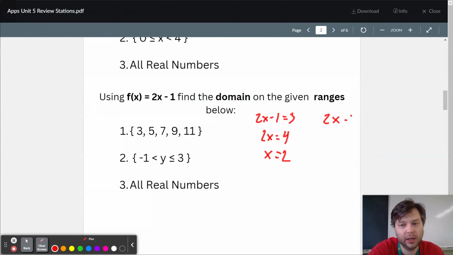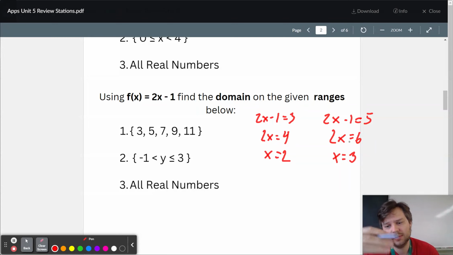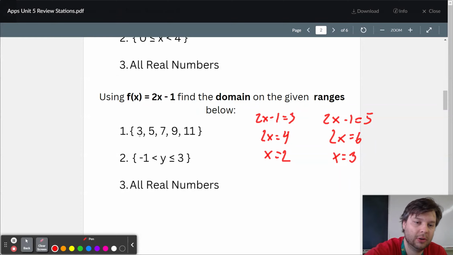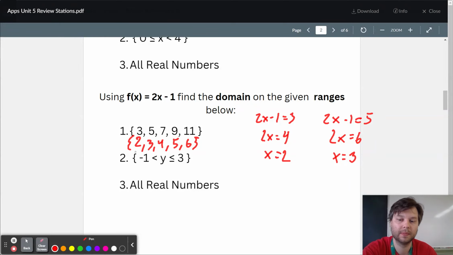I'll solve one more, and I hope you'll see a pattern. Add 1 to both sides. Get x is equal to 3. Notice that those values are going up by 2, which is also the slope of f of x. And so I know that my domain is just 2, 3, 4, 5, and 6. That's the domain that would give the range.